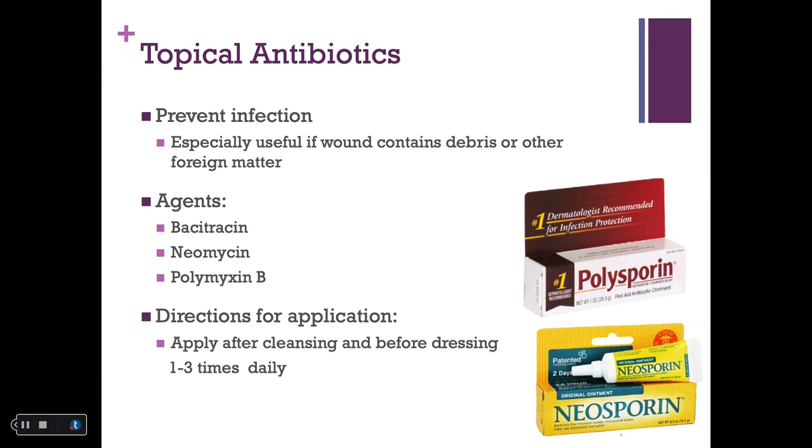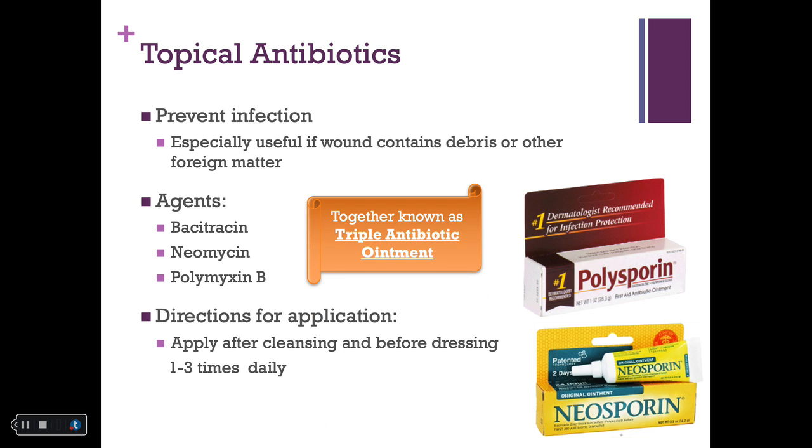Polysporin, the other product listed here on the slide, actually does not include neomycin, and the thought is that the reason it doesn't is twofold. One, because of resistance to neomycin, and secondly, because of the high rate of sensitivity that some patients have. So some pharmacists will always go with Polysporin, others are Neosporin fans. I don't really have a preference. I think they both work equally effectively, and these are to be used after cleansing, but before you put on a dressing, up to 3 times a day. Yep, there they are, triple antibiotic ointment.